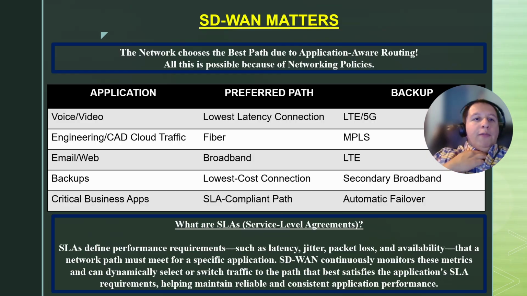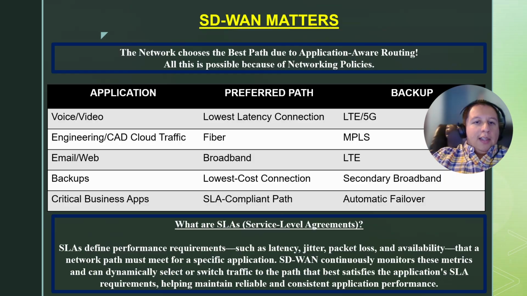For example, if some of our departments deal with voice and video, the preferred path will be the lowest latency connection. The backup will be LTE or 5G. And for engineering, CAD cloud traffic, the preferred path will be fiber, backup, and MPLS. And then we have critical business apps, SLA compliant path, service level agreement path, and then the backup will be an automatic failover, right?